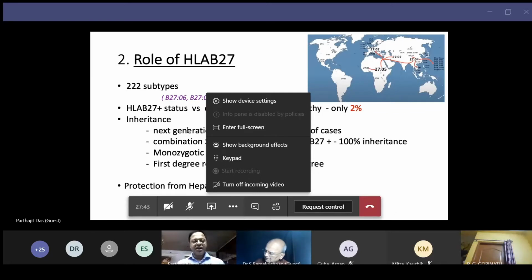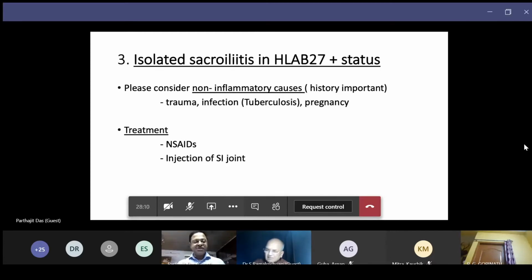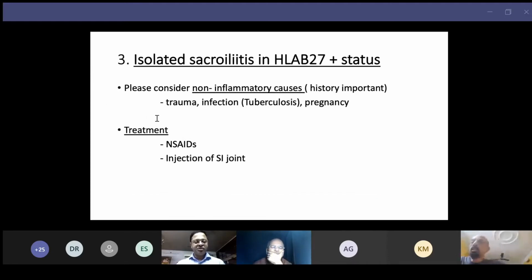Because of more sharing, monozygotic twins will be more affected compared to dizygotic twins. And first degree relatives will be more affected than second and third degree relatives. But having said that, HLA-B has a protective role as well. They also protect someone from hepatitis C and HIV, for a very complex reason. But even when someone is HLA-B27 positive and has asymmetrical unilateral sacroiliitis, you have to be careful in the Indian subcontinent. You have to exclude any infections, tuberculosis, or other causes of asymmetrical sacroiliitis.